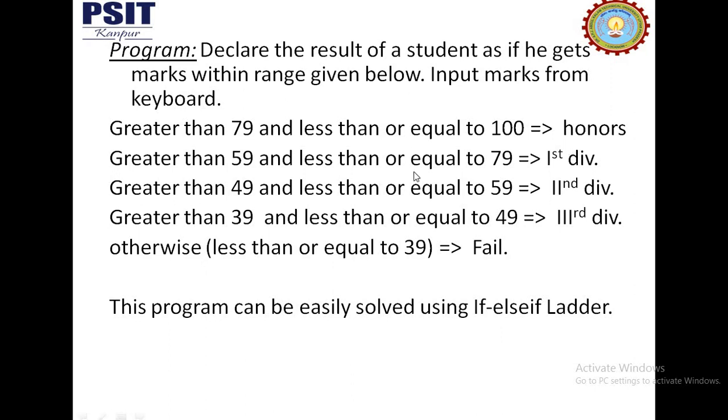Suppose you have entered marks as 50. What division will it show? It should show second division. It will start comparing from the first part, and it will fail because marks 50 is not within the honors range. Honors will not be printed. Marks 50 is not within the first division range either, so first division will not be printed. Marks 50 is within this range, so only second division will be printed, and third division and fail will not be checked. You are outside the program with the result second division. So that program will be created using the if else if ladder.